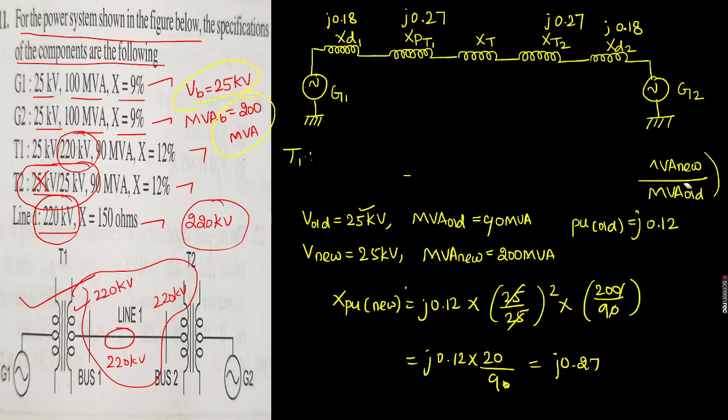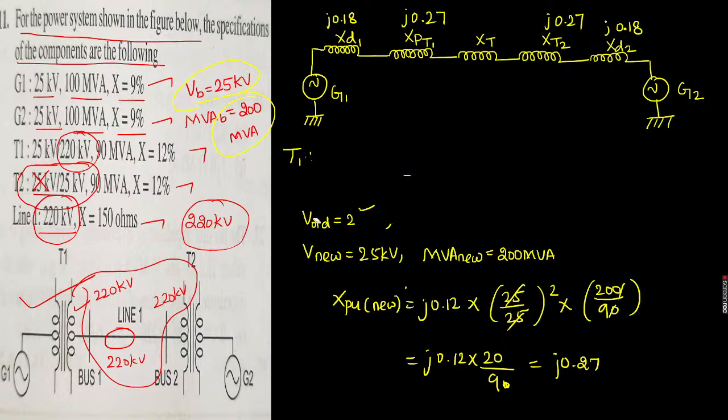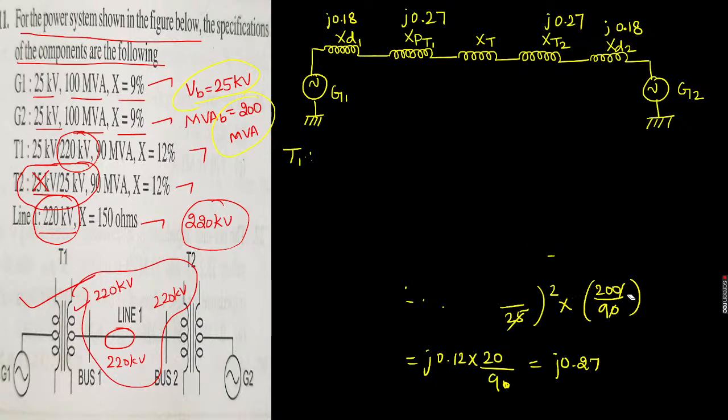One minute guys, let me remove this because we don't have space. What voltage will appear on the transmission line? The first transformer's secondary side and the second transformer's primary side both have 220 kilovolt, and the question clearly mentions that the rating of the transmission line is 220 kilovolt only. Of course that is true.